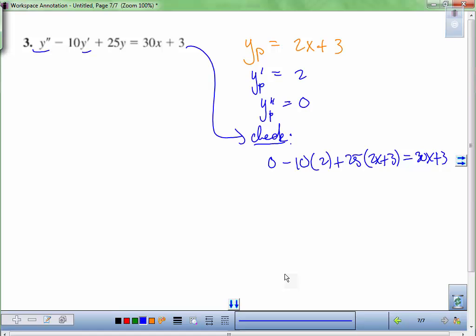We're going to get, what is this? This is 50x plus 65. One less, 55, right? So this didn't work, but it looks awfully close.